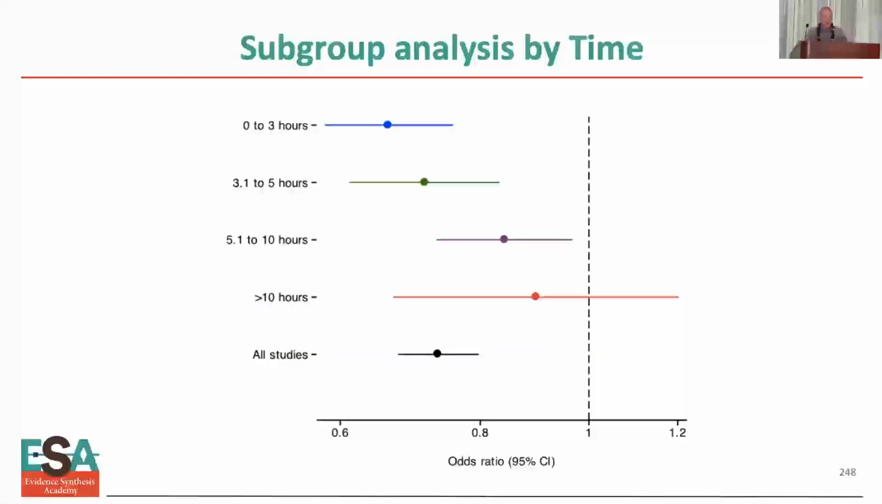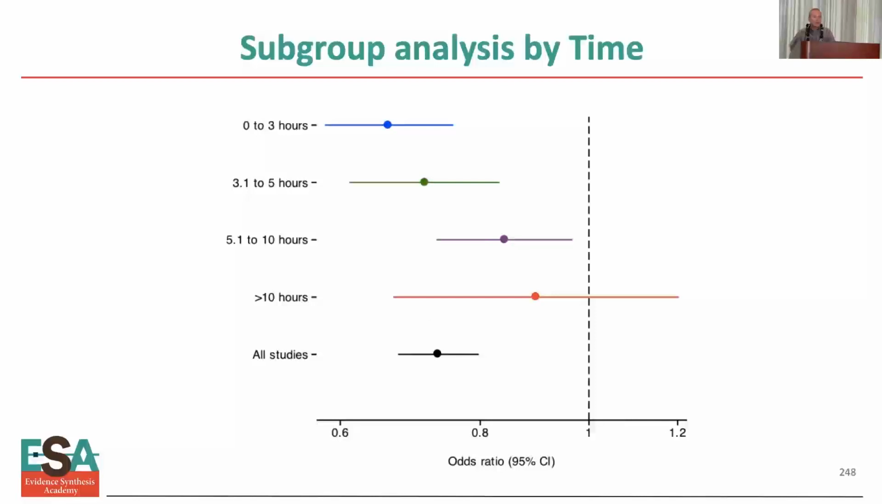And here's the estimate. If we just combine the 0 to 3 hour studies, we get an odds ratio of 0.7. In other words, the odds of a heart attack are reduced by 30%. Or sorry, the odds of dying from a heart attack are reduced by 30% if I give the treatment within 3 hours on average. If I give it between 3 and 5 hours, the odds are reduced by about 20%. If I give it within 5 to 10 hours, it's about 10%. If I give it more than 10 hours, it's about 5%. And the overall average is around 25%.